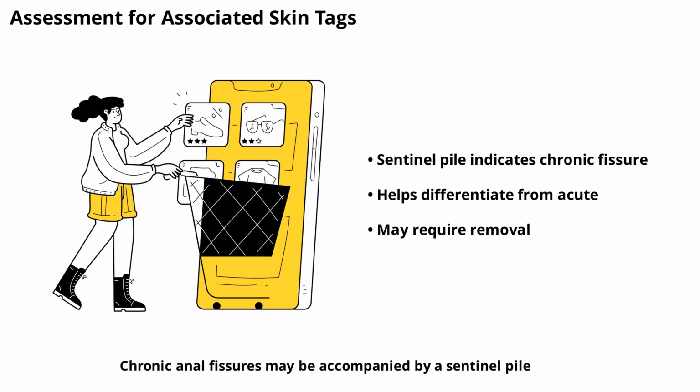Chronic anal fissures may be accompanied by a sentinel pile, which is a small skin tag at the edge of the fissure. The doctor will note the presence of skin tags during examination, as they can help differentiate chronic from acute fissures and may require removal if they cause discomfort.